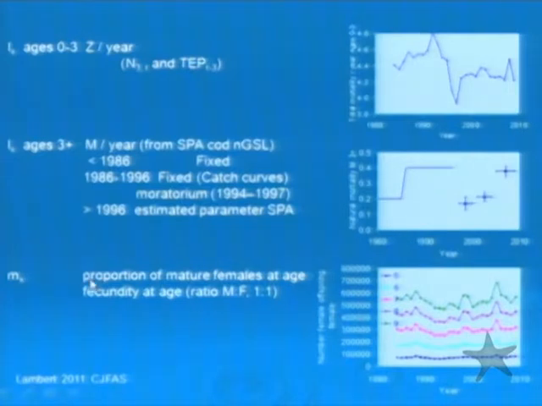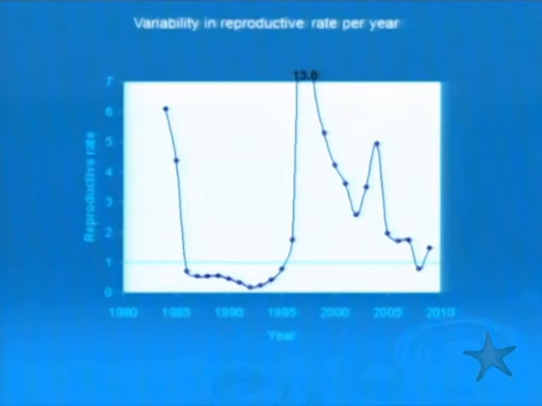And the egg production of mature female at age was estimated from the different parameters like the maturity and the fecundity at age. With that information, we can estimate the reproductive rate per year. So what we see is that at the beginning of the series, we had positive reproductive rate. And between 86 and 1995, the reproductive rate was below 1, meaning that the females were not producing enough young during their life to replace themselves.